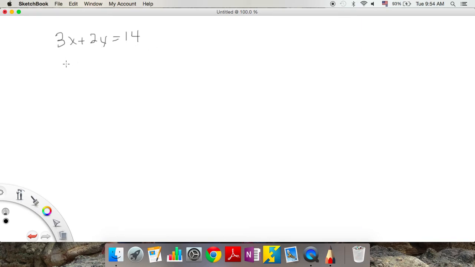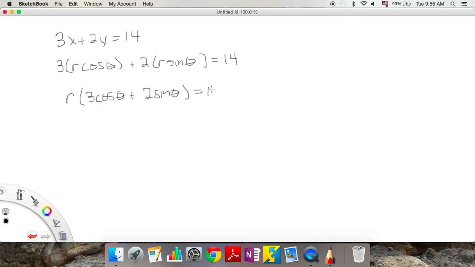So we know it's a line, but we can change it to polar coordinates by simply replacing x and y with what we know they are in polar coordinates, using our information we found from that triangle earlier. Now, when you have an equation in polar form, you usually solve for r. So in this case, we'll factor out an r, and then solve for r. R equals 14 divided by 3 cosine theta plus 2 sine theta.